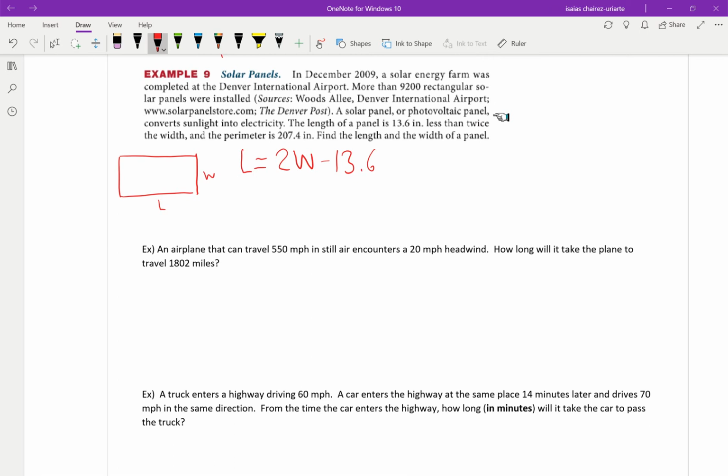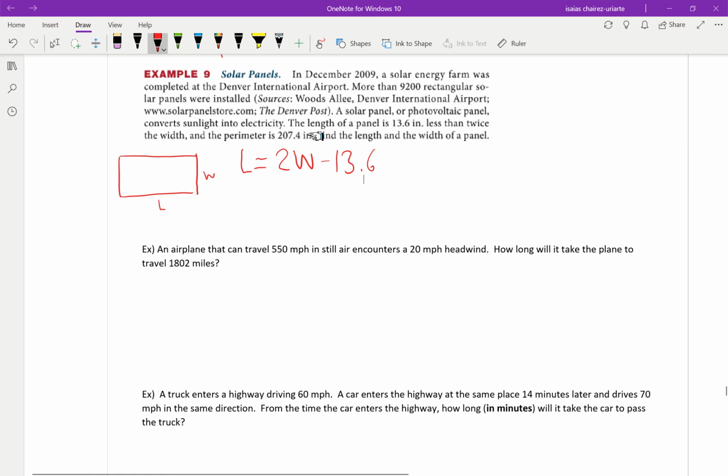Think about this. The length is 13.6 inches less than twice the width. That's what this is saying right here. The length is 13.6 inches smaller than twice the width, or 2W less 13.6. So that's an important little equation there. Now they also gave us another little part here. They also tell us that the perimeter is 207.4 inches.